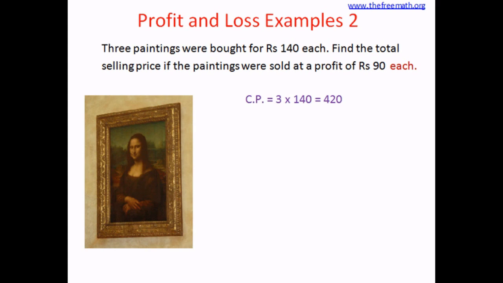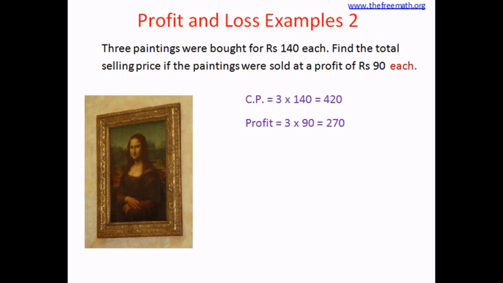So the CP cost price remains as is like before, which is 3 multiplied by 140 equals 420. But in this case, the profit changes. How? Because you are going to multiply 90 by 3 here, because 90 rupees is the profit for every painting. So the profit is 3 multiplied by 90. 9 3s are 27. That means the product is 270 here.